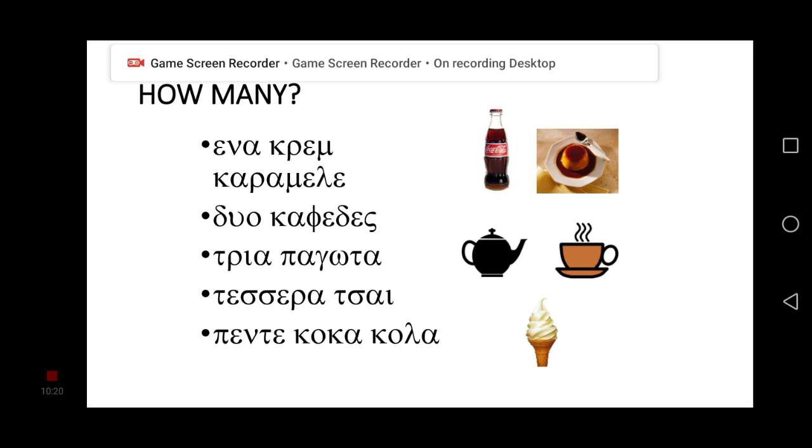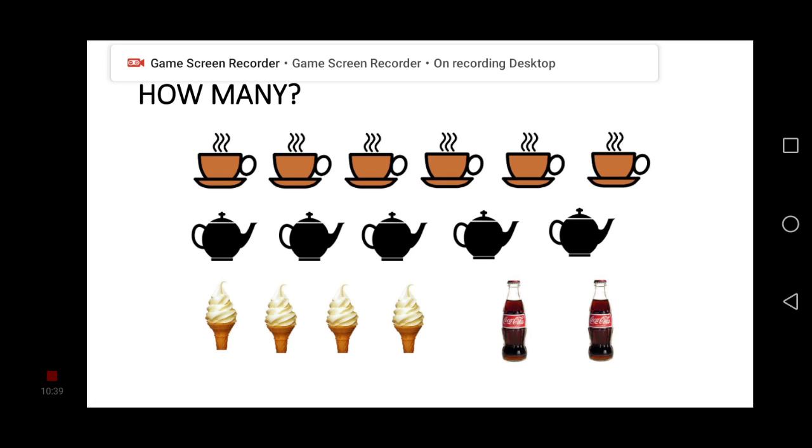Tessera tsai is 4 teas, and the tea doesn't change. Pente Coca-Cola, 5 Coca-Cola, and again the Coca-Cola doesn't have to change as well. So very similar, you've just got the kappa there instead of the C. So you might want to try this yourself. You might want to work out what the Greek number is.